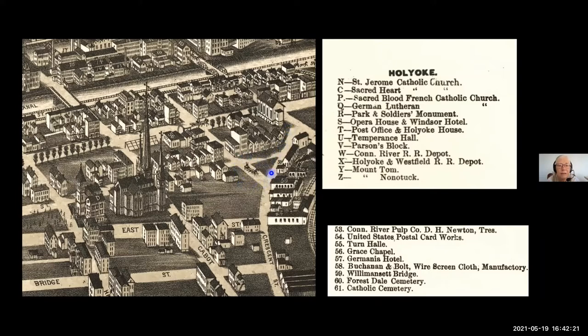And they did make an effort to add a little detail. Here you have a horse carriage. Another one over here. Looks like that might be hauling something.